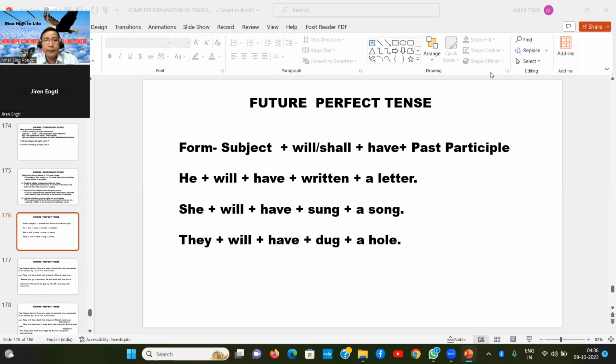So you can see there, he will have written. He is the subject, will is the auxiliary verb, helping verb. Then again, have is there, have is also an auxiliary verb, plus the third form of write. The third form is written. Written a letter.